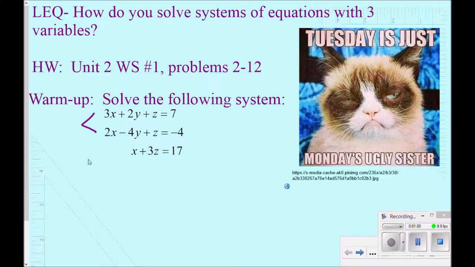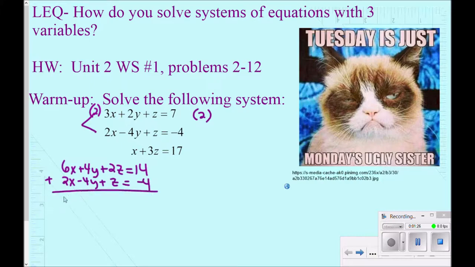So if I'm eliminating the y, I probably want to multiply this first equation by 2. So that's going to give me 6x plus 4y plus 2z is equal to 14. And then the second equation, 2x minus 4y plus z is equal to -4. So when I add those, I'm getting 8x plus 3z is equal to 10.